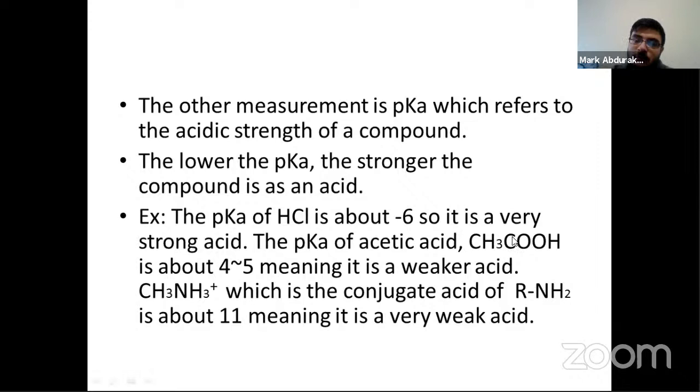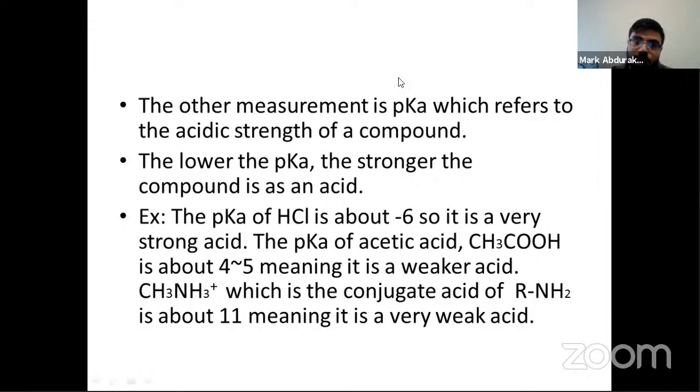Okay. The pKa of acetic acid, which is a relatively weak acid, is about 4 to 5. So it's definitely weaker than HCl, and it's generalized as a weak acid. NH3+, which is the conjugate acid version of the NH2 which I mentioned, is about 11. So it's a much weaker acid than even a weak acid like acetic acid, but it is still somewhat acidic, okay?